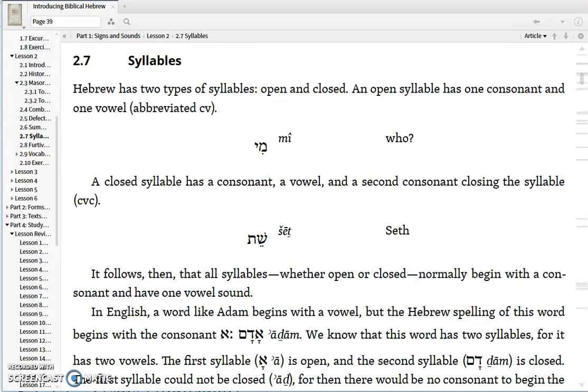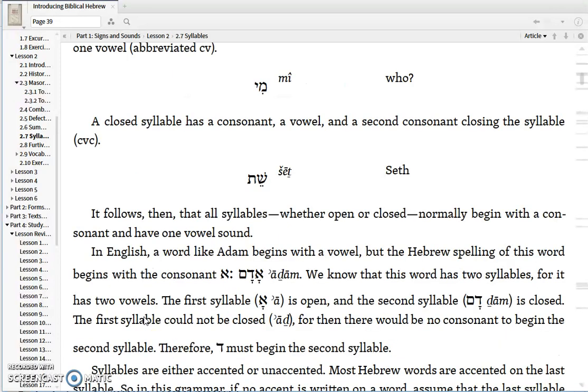Now let me move on to section 2.7, syllables. It's important to distinguish between open syllables and closed syllables in Hebrew. An open syllable consists of a consonant followed by a vowel. So here the word mi, which means who, normally introduces a question. Mi is an open syllable because you have a consonant and then you have a vowel. But then the word shet, which is Seth, is a consonant, vowel, consonant, shet. And so that would be a closed syllable.